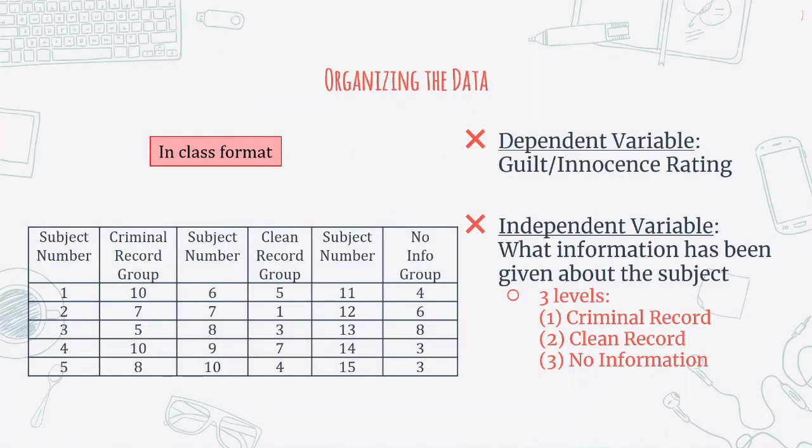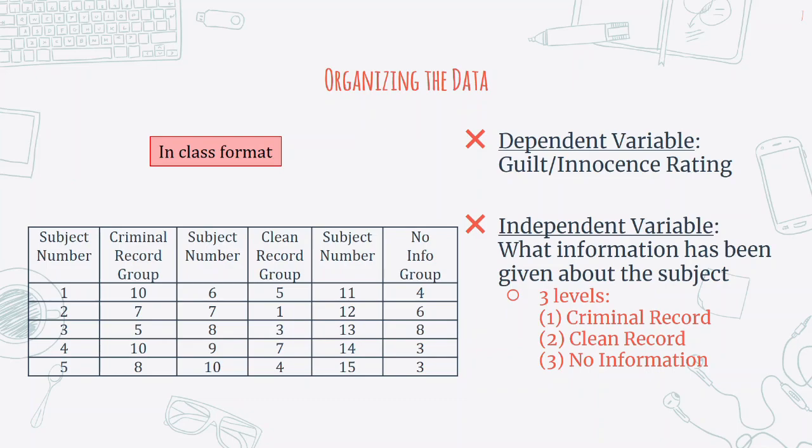the actual independent variable. In fact, here we have it, that those scores we have in the criminal record group, clean record group, and no information group are actually not from the independent variable, but are related to the dependent variable. They are the numbers corresponding to the ratings of innocence or guilt. So we want to make sure that we have a single variable that covers all of the subject numbers, a single variable that covers all of the dependent variable, that guilt, innocence, as well as a single variable that indicates the levels of the independent variable. In this case, what information was given about the defendant. We have 3 of those levels, as we will see: the criminal record, the clean record, and the no information.